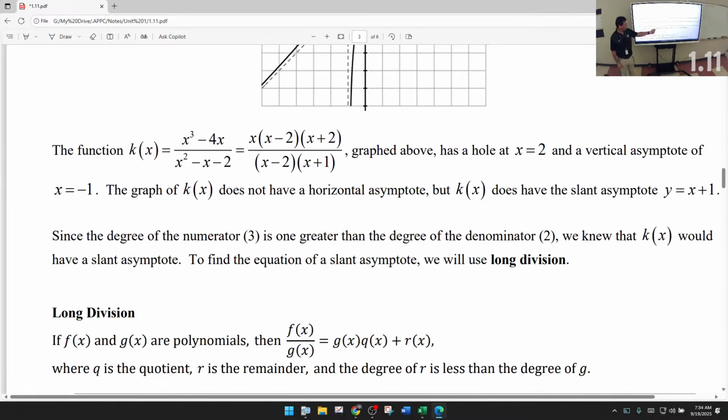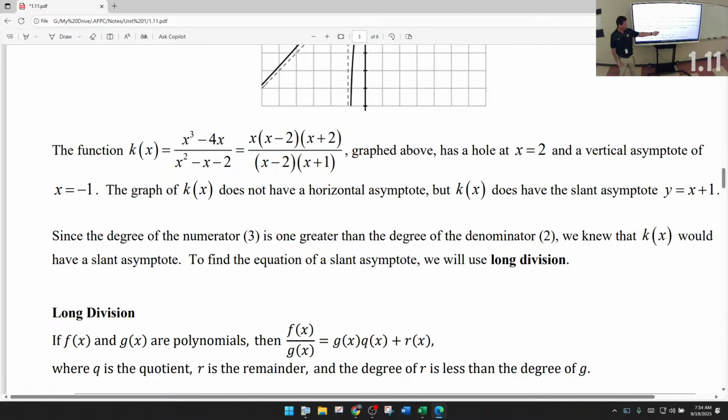The graph does not have a horizontal asymptote, but k of x does have a slant asymptote at y equals x plus 1. Since the degree of the numerator is 3 and the degree of the denominator is 2, we know that it will have a slant asymptote because the degree on top is greater than the degree on bottom, and it's bigger by 1.